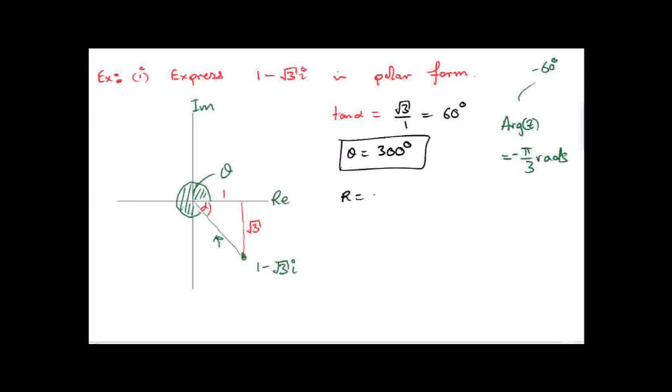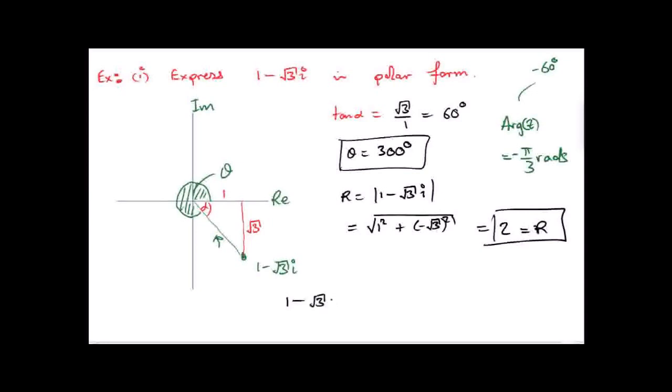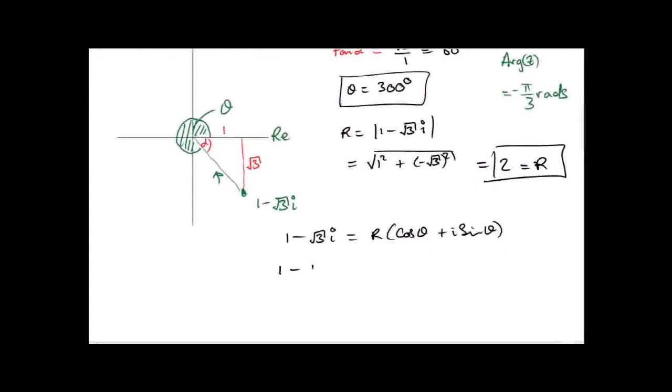Now r. r is the modulus of the complex number. So it's the modulus of 1 minus root 3i, which is the square root of 1 squared plus minus root 3 squared. I think everybody would be okay there if I wrote down 2. It's obviously 1 and 3, which is 4. Square root of 4 is 2. So r is 2. So then we can say that 1 minus root 3i equals r into cos theta plus i sine theta. So 1 minus root 3i equals 2 into cos of 300 plus i sine 300.